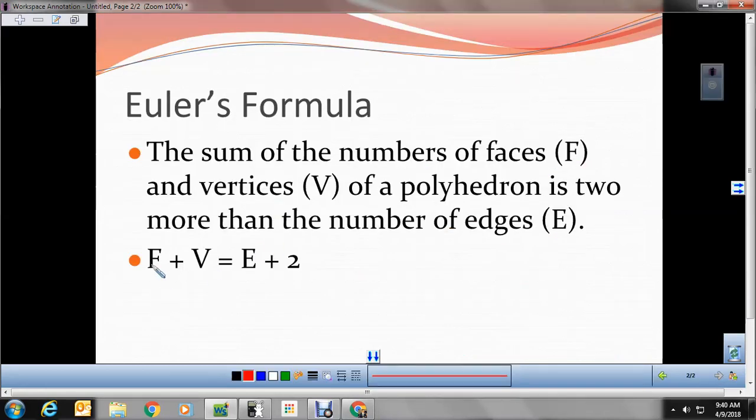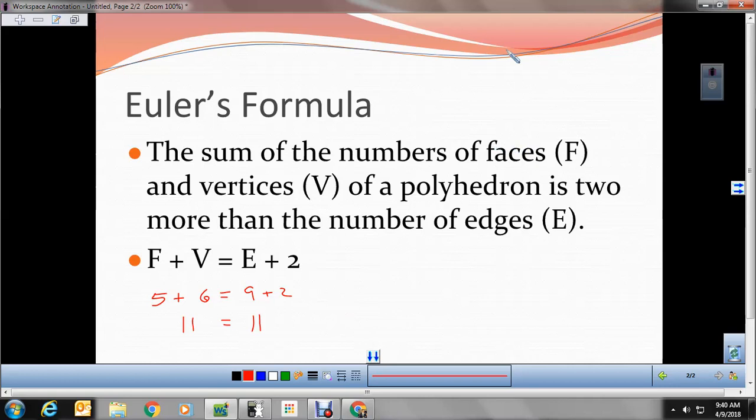So we can take these numbers here. We can take the number of faces, which was 5, plus the number of vertices, which was 6, should equal the number of edges, which we said was 9, plus 2. 5 plus 6 is 11. 9 plus 2 is 11. So therefore, both sides are equal.